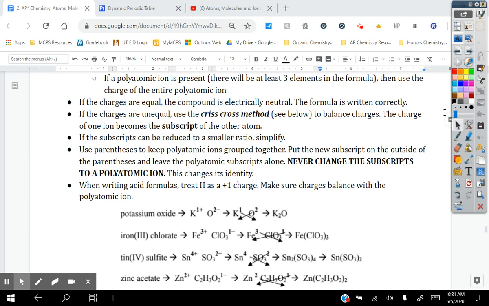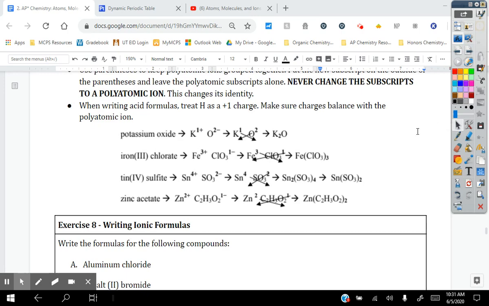There's so many times I've seen someone write NO3 on their paper and then they know they need 2 sets of NO3 to balance out their charge, so then they change it to NO2. That is wildly incorrect because now you have changed the identity from nitrate to nitrite, and that is not what we're doing. We need just 2 sets of nitrate. So I'll show you that in practice in a little bit.